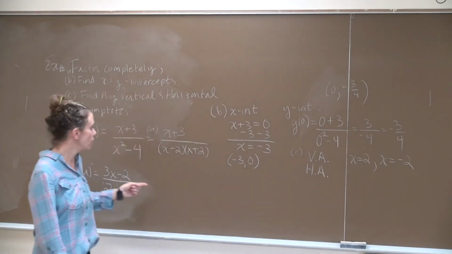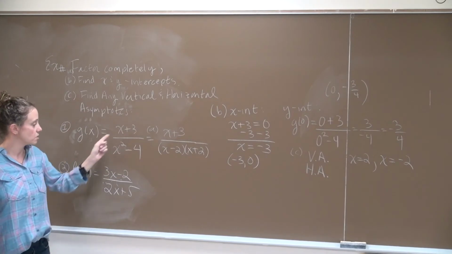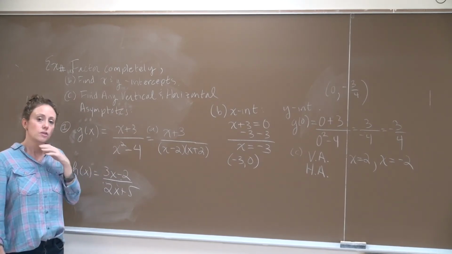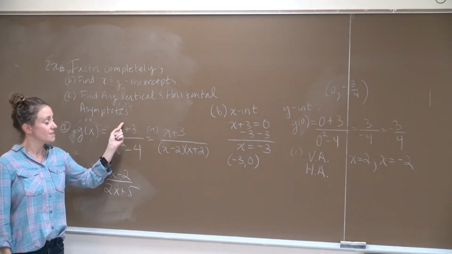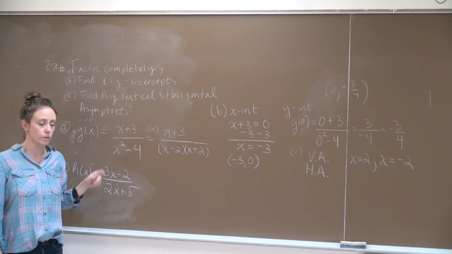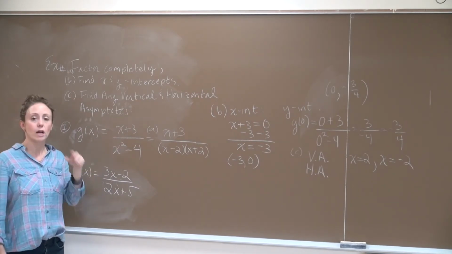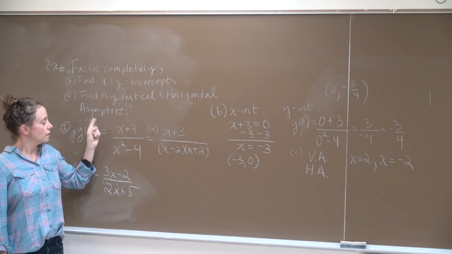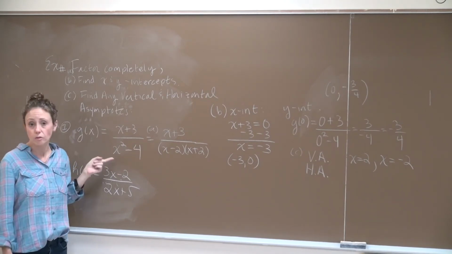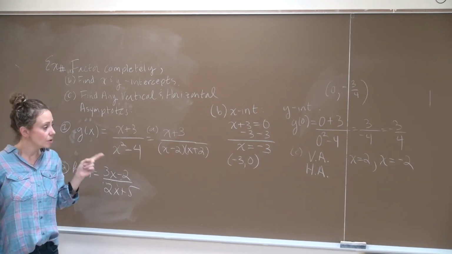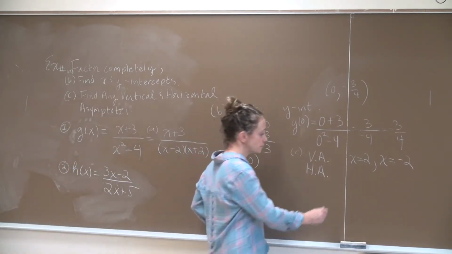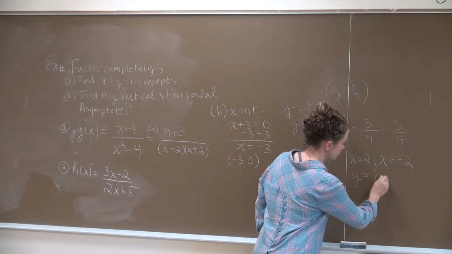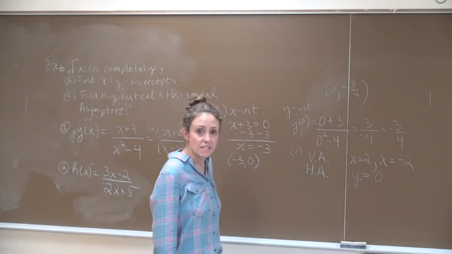So I'm going to go back and look at my original function, which is x plus 3 over x squared minus 4. The degree of my numerator is 1, right? That's x to the first power, so I have linear in the numerator. In my denominator, I have quadratic, it's 2, so I have x squared in the denominator. The degree of the numerator is smaller than the degree of the denominator. That means I'm going to have a horizontal asymptote at y equals 0. So that's it for this example.